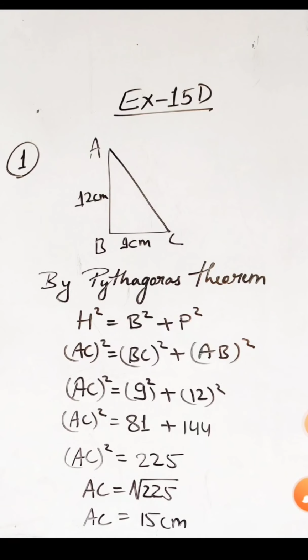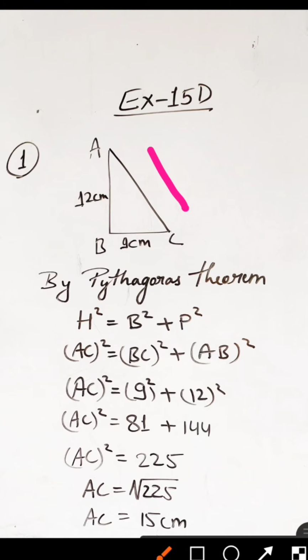Now come to Exercise 15D. The first question says: find the length of the hypotenuse of a right triangle, the other two sides of which measure 9 centimeter and 12 centimeter. So this is a triangle ABC where one side is 9 centimeter and the other side is 12 centimeter, so base and perpendicular are given, and we need to find the hypotenuse only.